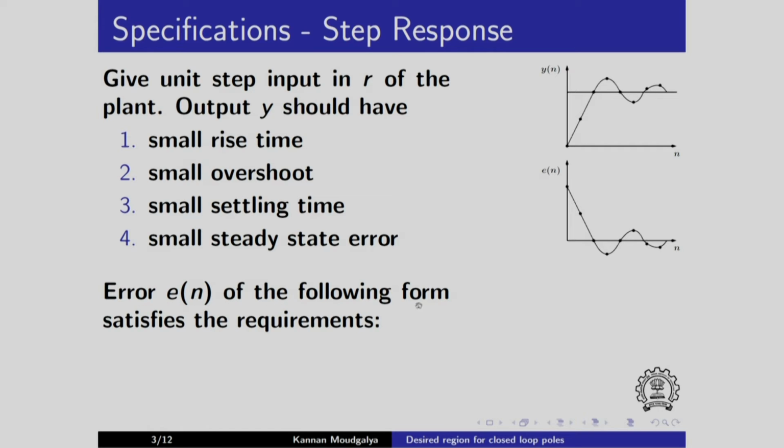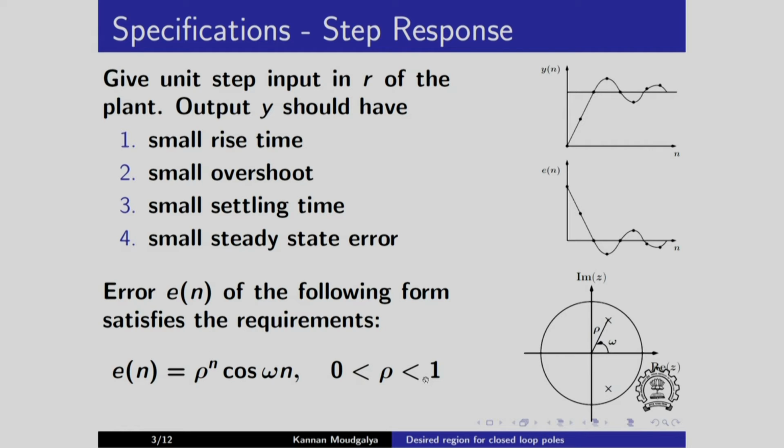Error E of n of the following form satisfies the above requirements. E of n is given by rho^n cos omega n, where rho lies between 0 and 1. When you take Z transform of this, you can show that the poles of E of Z will be at these two locations with radius rho and the angle omega. How does this satisfy these requirements? We will see in the next slide.